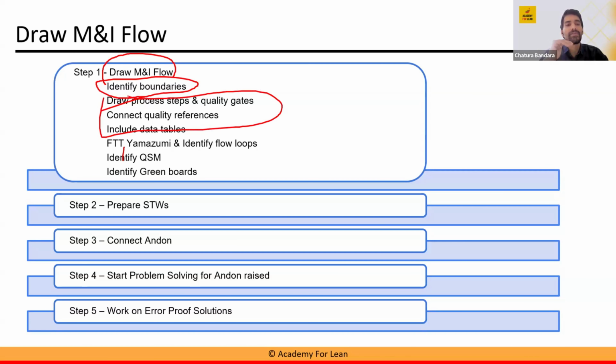After that, from the certified quality expert program, we will be doing first time through Yamasumis, like BIQ Yamasumis, and then identify how flow loops work, and then quality support metrics and green boards. And then after that, we'll connect steps 2, 3, 4, and 5 as well. So that is certified lean quality expert.